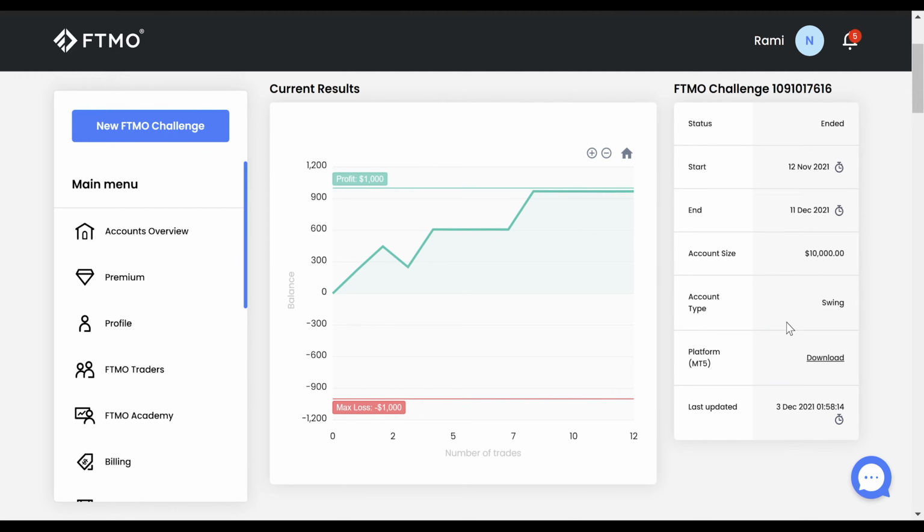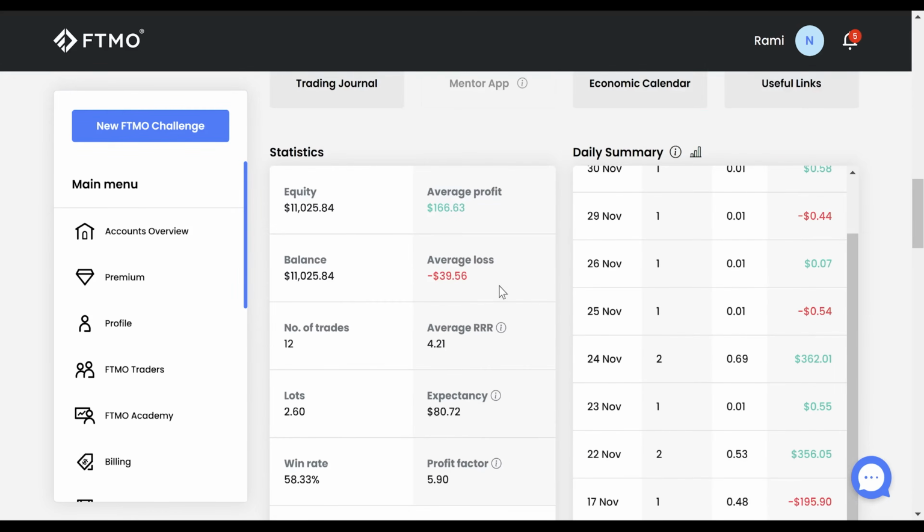So if you're a swing trader or even a day trader that doesn't open multiple trades at the same time, so basically your strategy does not require a lot of leverage, then I'd say that you should opt for the swing trading account type. Now let me show you the results or the statistics of my challenge.